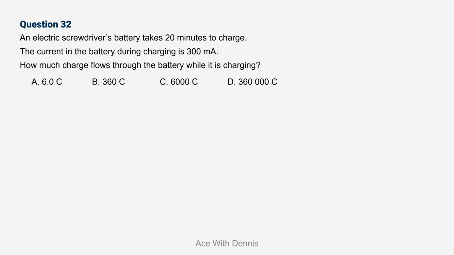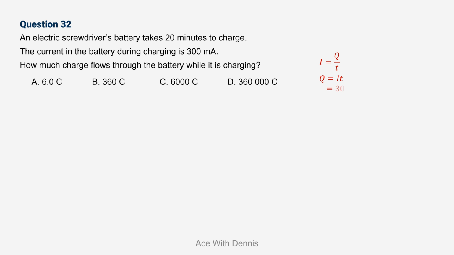To get the answer for this question, we need to do a calculation. We use the formula of the current, which is the rate of change of the charge. So I equals Q over T, and since we want to find the charge, we make Q the subject, Q equals IT.